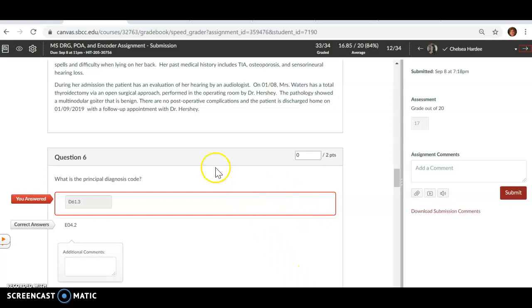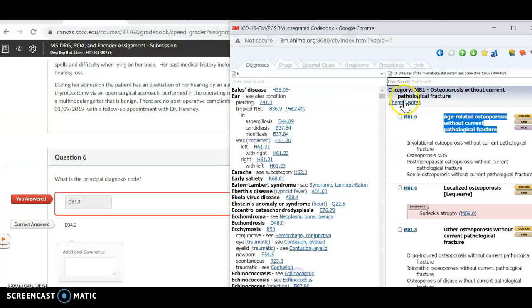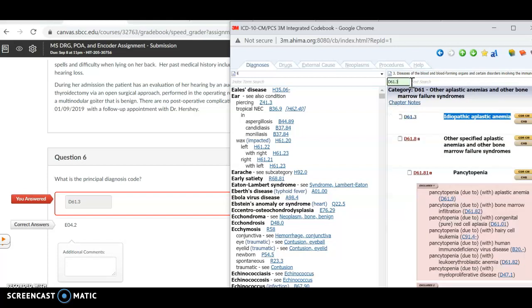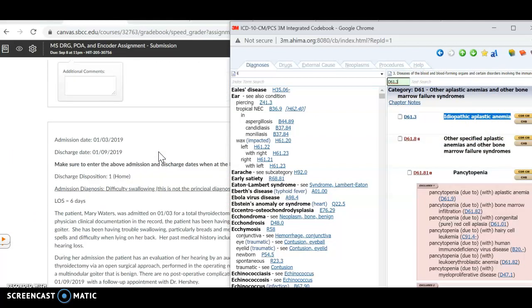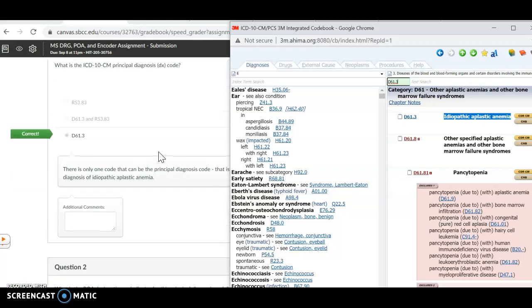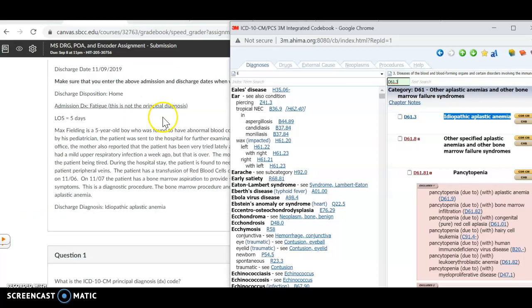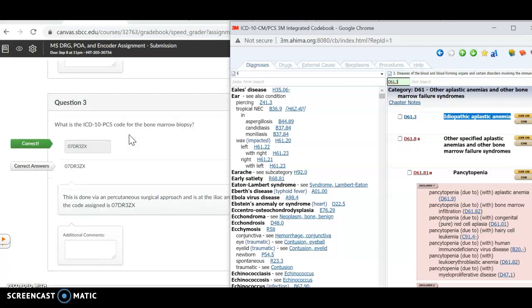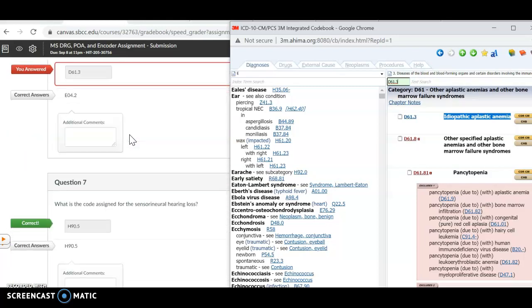The correct answer should be the multinodular goiter. So let's go ahead and see what you put in. So we have D61.3, which you have idiopathic aplastic anemia. That one there is from this first problem. So I don't know if you just got a few things mixed up on that.